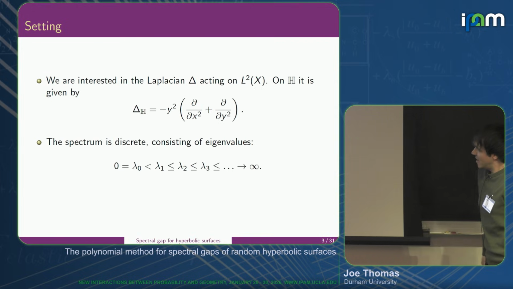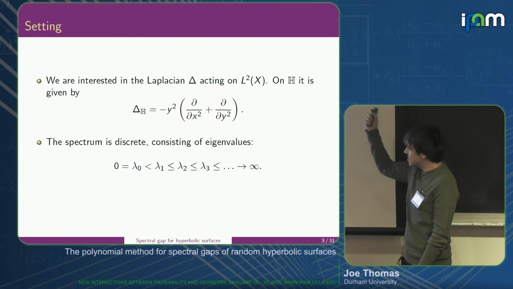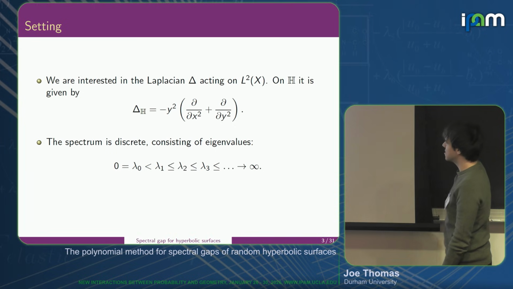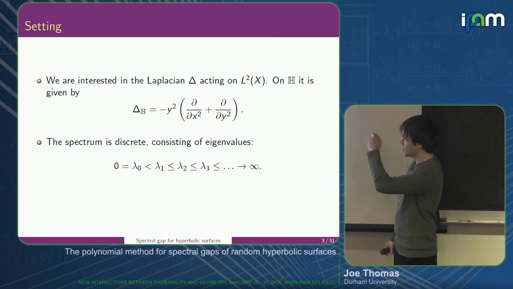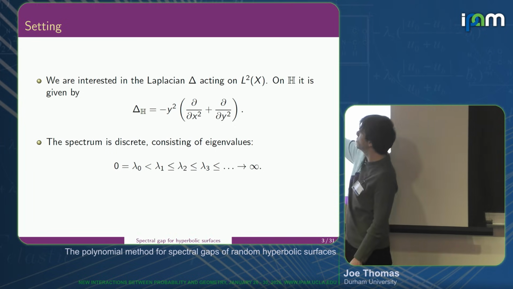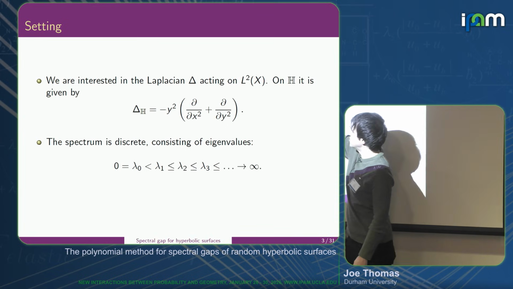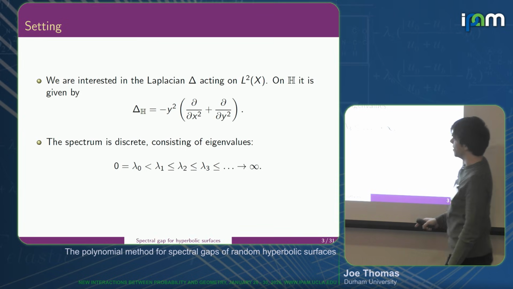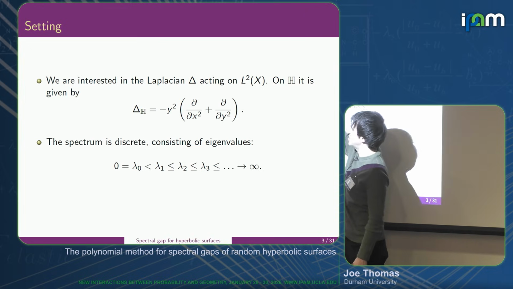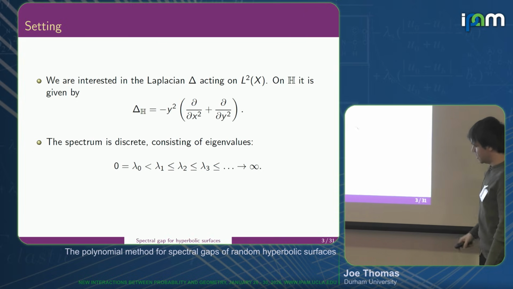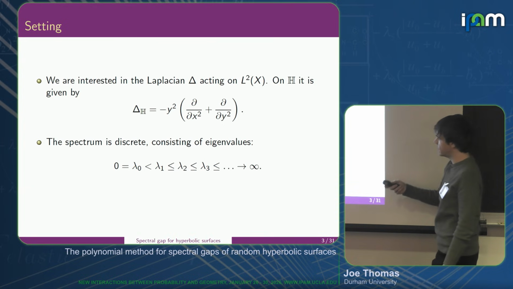And the thing I'm interested in is the Laplacian acting on L2 functions. So if you want to work on the universal cover, the hyperbolic space, it's just your usual Euclidean Laplacian in the coordinates with some scaling by the imaginary part. And I have this minus sign here to make it a nice positive operator. So it's going to be self-adjoint, it's going to be a positive operator.